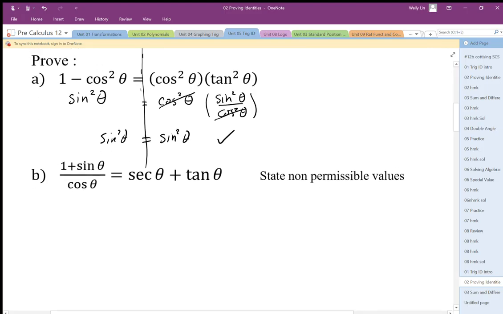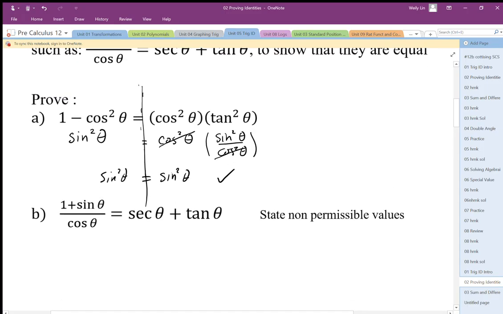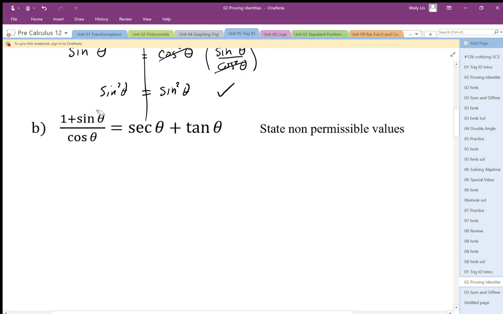So here's the second one, the one that we're given up here. This expression, 1 plus sine theta divided by cos, is always equal to secant theta plus tan theta. We don't always have to do this, but we should look at what the non-permissible values are, and I'll state them in terms of the trig function. Cosine theta cannot equal 0. Here cosine theta cannot equal 0 as well, and here too. So those are the non-permissible values.